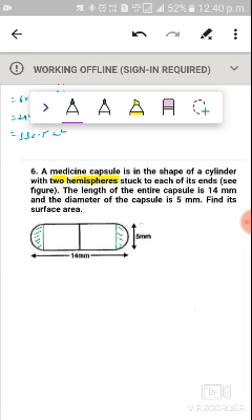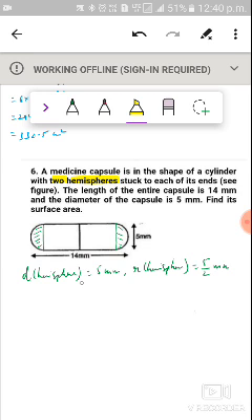So the diameter of the hemisphere is given 5 millimeter, right. So the radius of the hemisphere will be 5 by 2 millimeters, okay. Now the total length of this capsule is given 14 millimeter. Total length is given 14 millimeter, right.